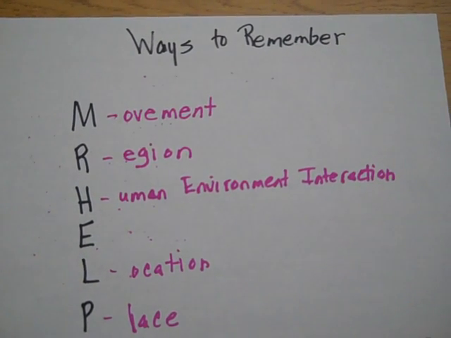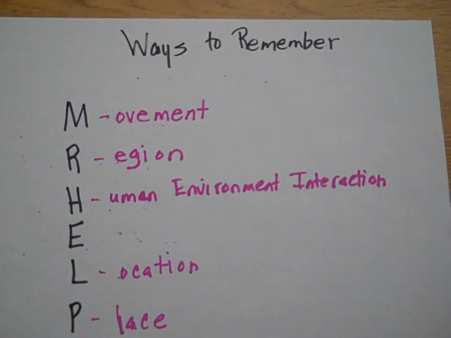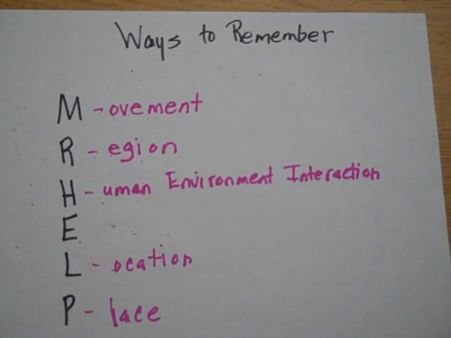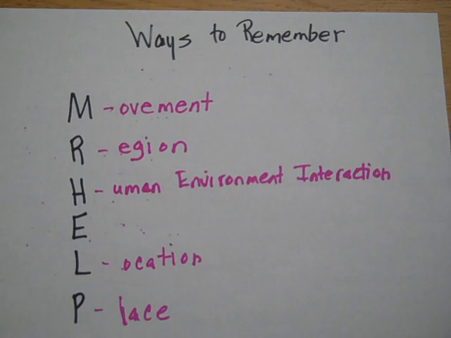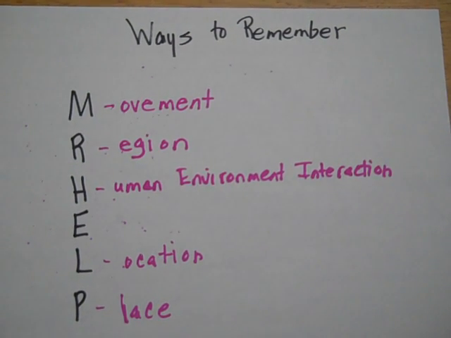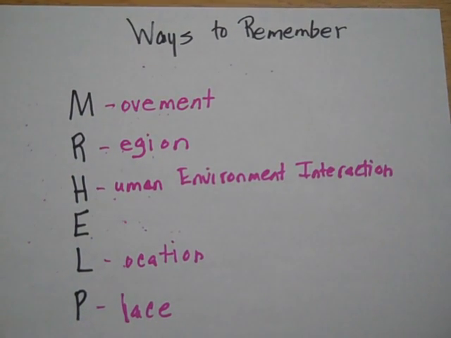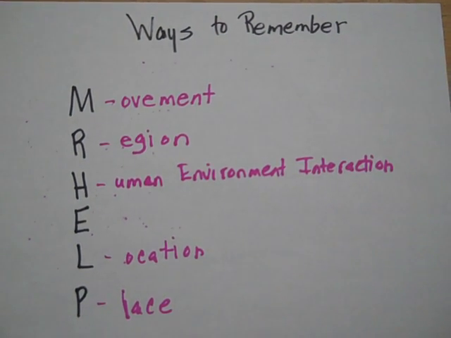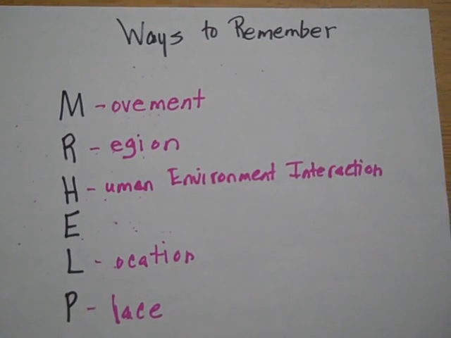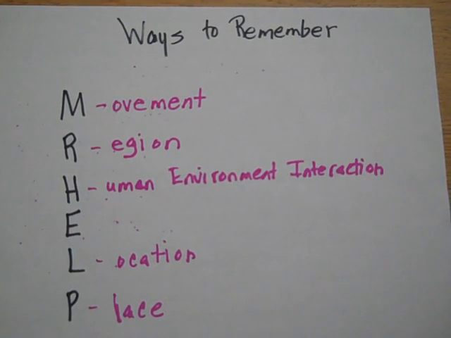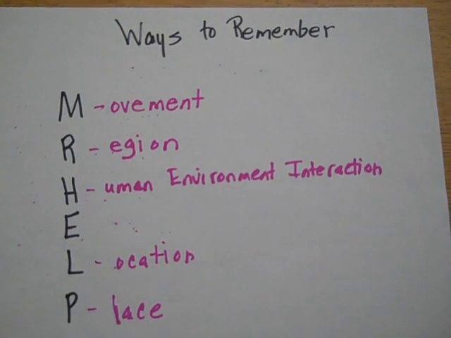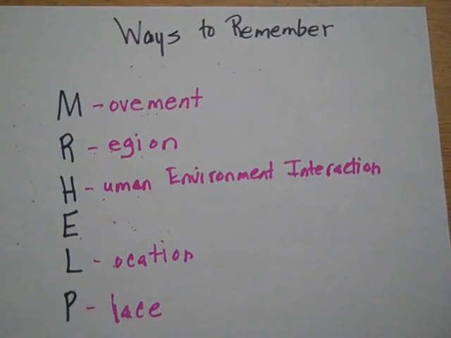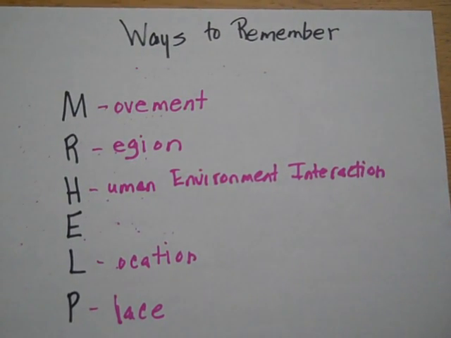Now, if you think you won't be able to remember the 5 themes of geography, here are a couple of things to help you out. The first one is remember to ask for Mr. Help. M, movement. R, region. H, human-environment interaction, which is what the HE stands for. L, location, and P is place. You can also remember the song: the lat lines are the flat lines, the lines of latitude, the lines of flatitude.